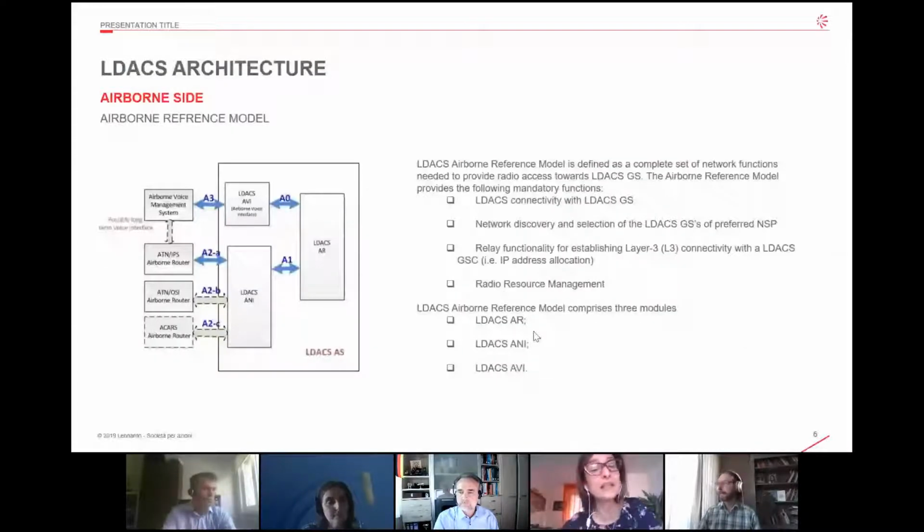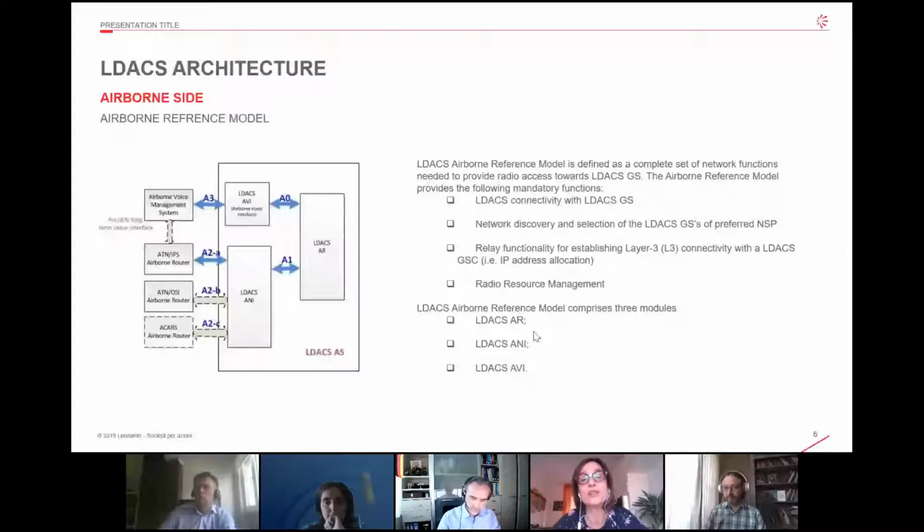On the Airborne side, there are three main functional blocks: the aircraft radio, the LDACS Airborne Voice interface, and the LDACS Airborne Network interface. These three logical functions shall ensure the connectivity with the ground station, the possibility to discover a network and select the proper ground station of the preferred NSP, and so register on the network.